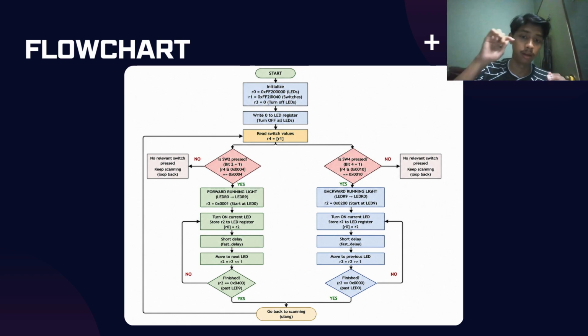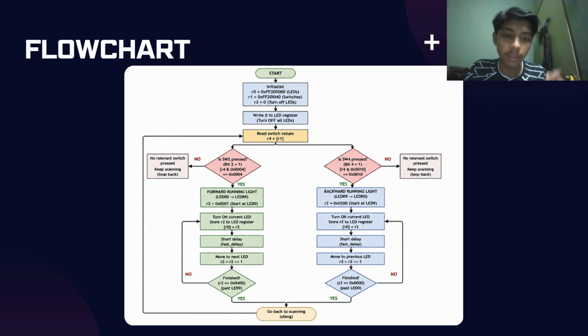So if you press switch 4 right now, it will go to switch 4 pressed. If no, it will go to no relevant switch press and keep scanning. If yes, it will go to backward running light. So what is backward running light? As I stated, backward running light is LED R9 to LED R0 turning on one by one.